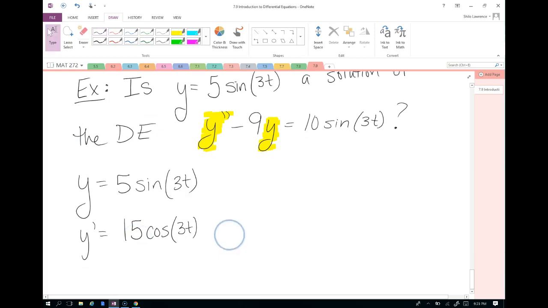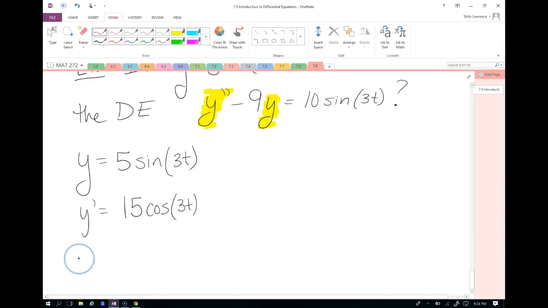Now we don't need y prime to answer this question, but we do need it in order to get to y double prime. And we'll do that one more time. The derivative for cosine is negative sine of the same angle, and we have to multiply by the derivative of the angle. We already have a 15 in the front. We've got to multiply by another 3, so it's going to turn it into 45. Negative 45 sine of 3t.